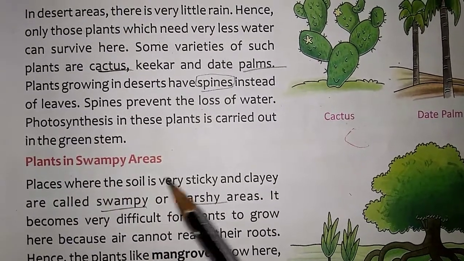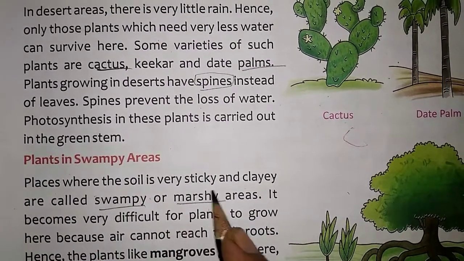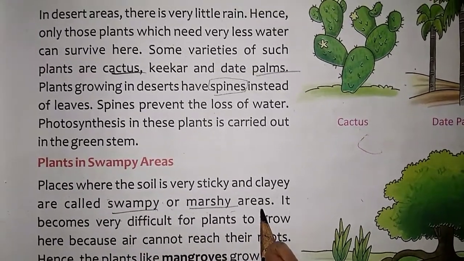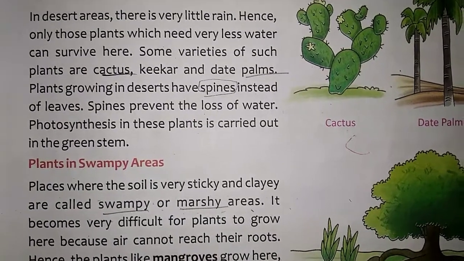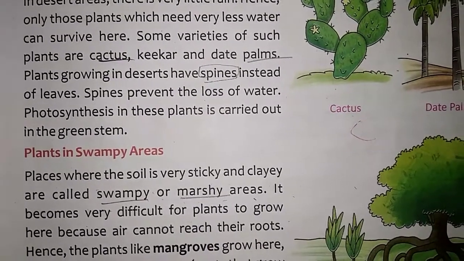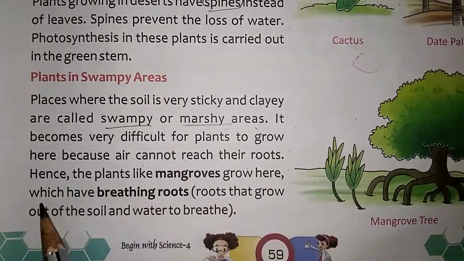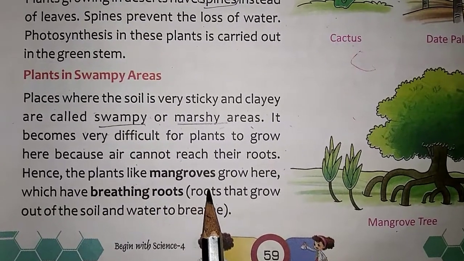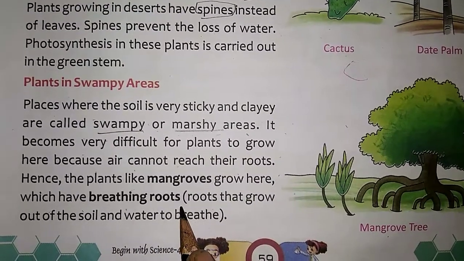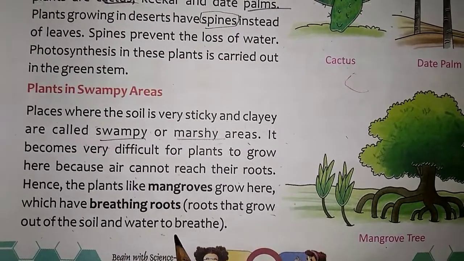Plants in soft areas. Places where the soil is very sticky and clayey are called swampy or marshy areas. It becomes very difficult for the plants to grow here because air cannot reach their roots. Hence, plants like mangroves grow here, which have breathing roots. Roots that grow out of the soil and water to breathe.